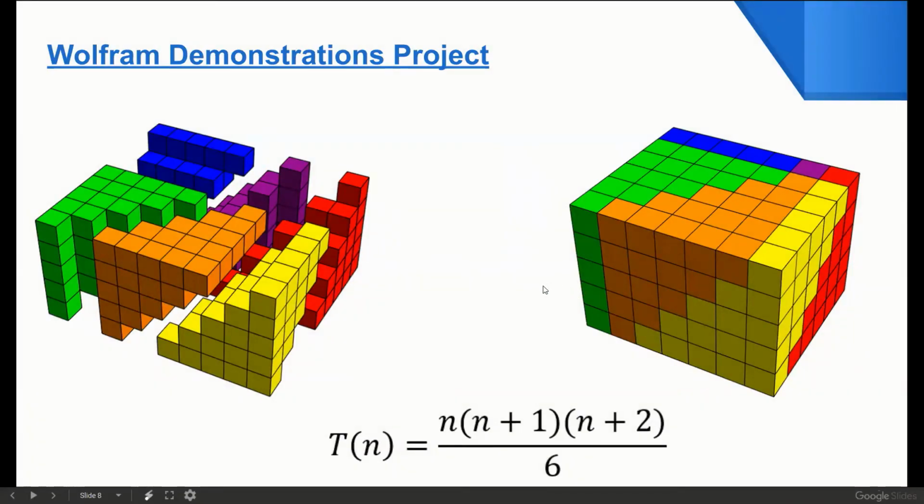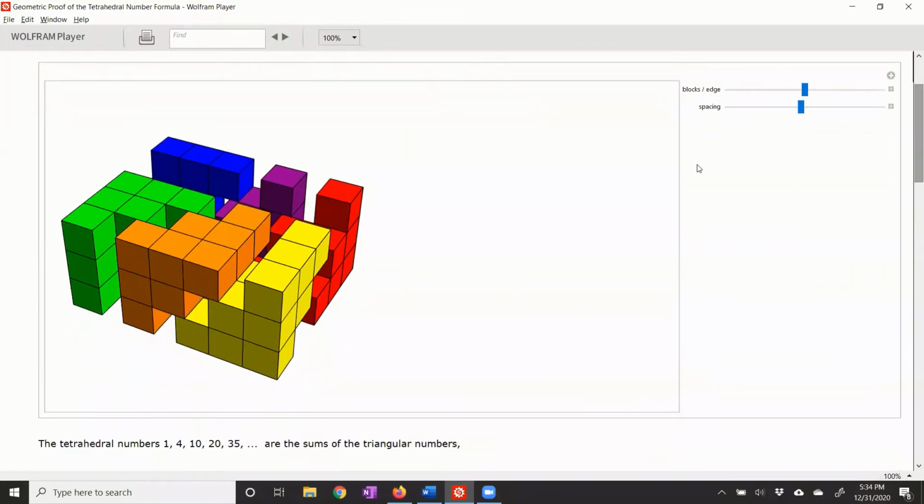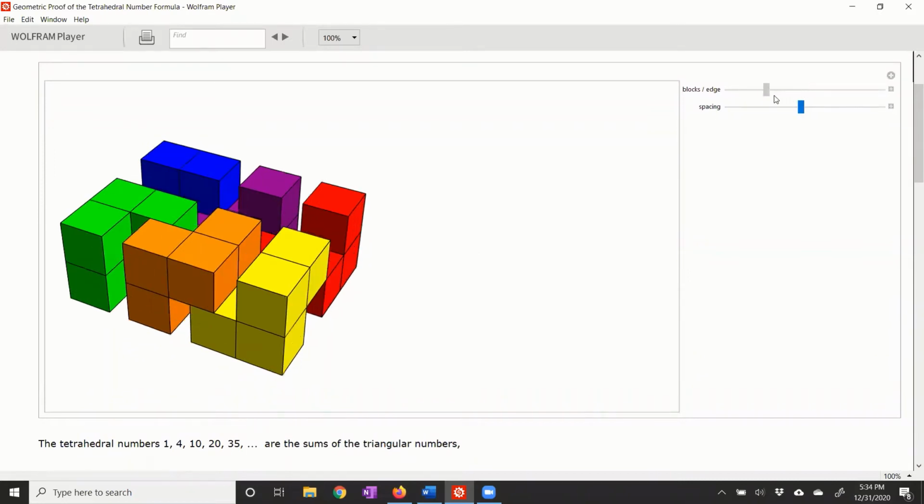At the Wolfram Demonstrations Project, they have a nice demonstration of this formula. So let's go ahead and look at the Wolfram Demonstrations Project. Here I am at the Wolfram Demonstrations Project. And what we have here are actually 6 copies of the tetrahedron. And I can change the number of blocks.